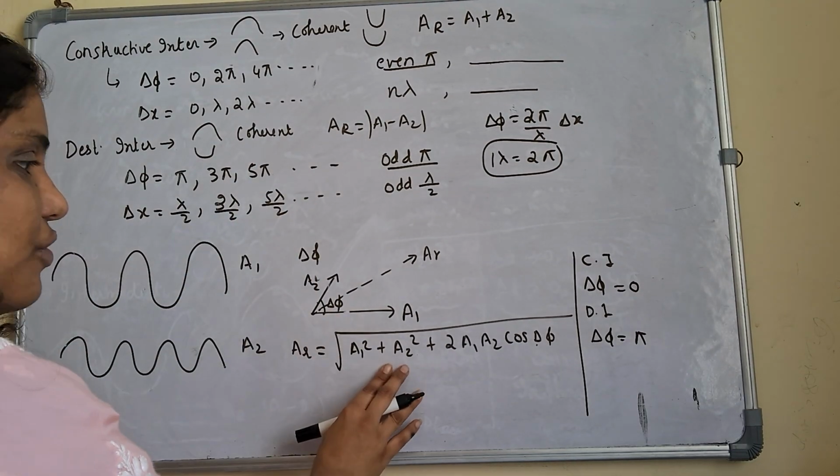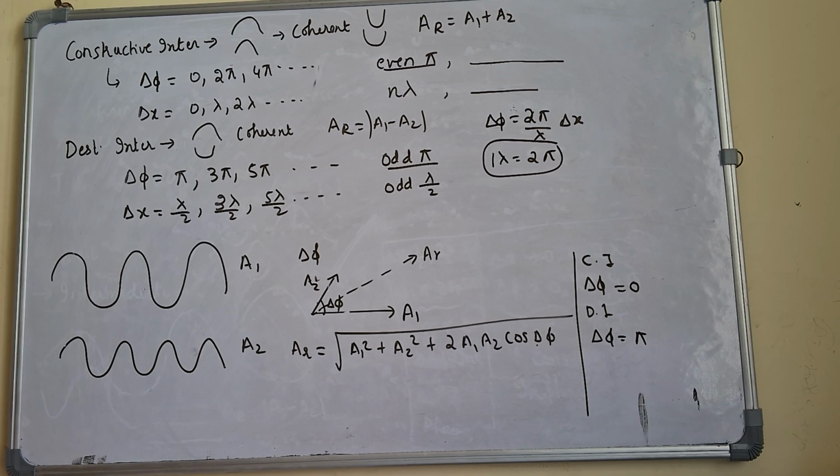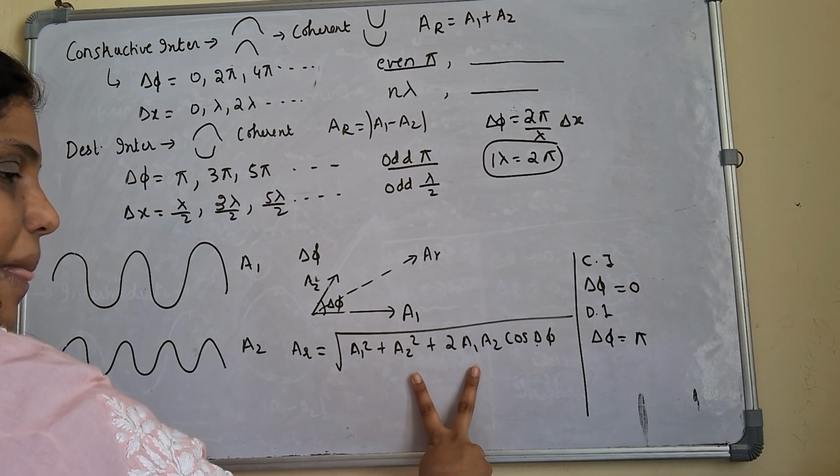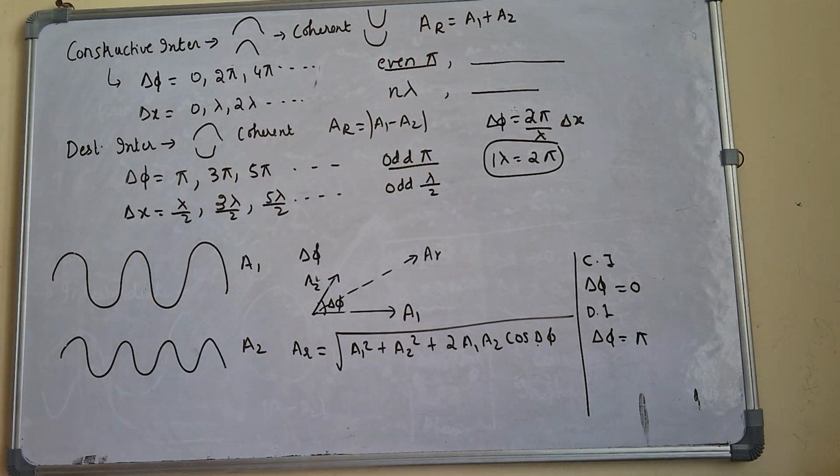So this is a general formula. I can very easily get the conditions for constructive and destructive. Now you should remember this. Whenever they give you constructive and destructive, as a shortcut you can remember this.